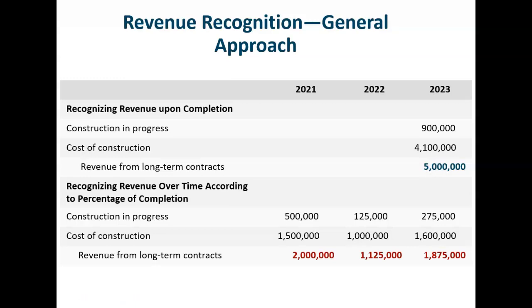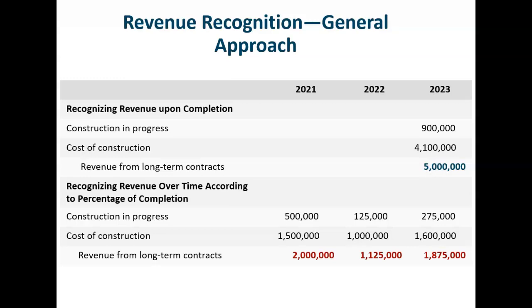First, the same amounts of revenue. In this example, the $5 million contract price. The same amounts of cost and the same amount of gross profit are recognized whether it's over the term of the contract or only upon completion. The only difference is timing.